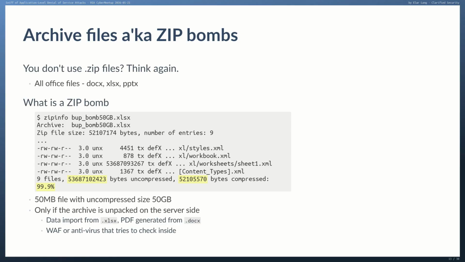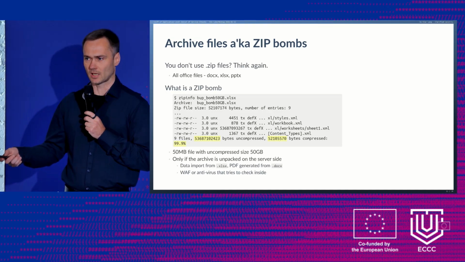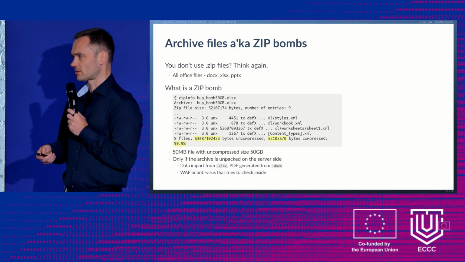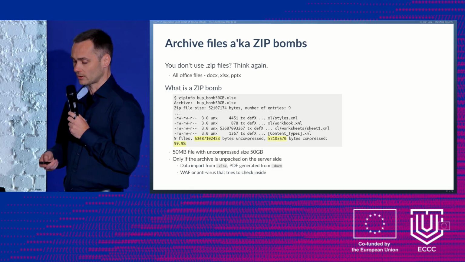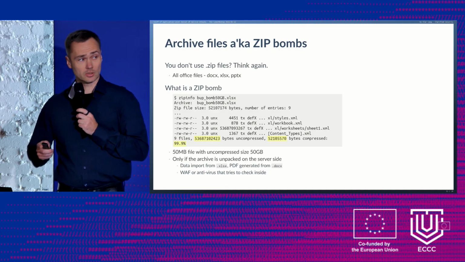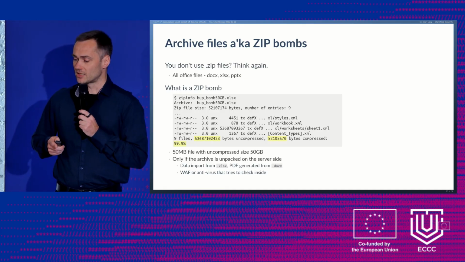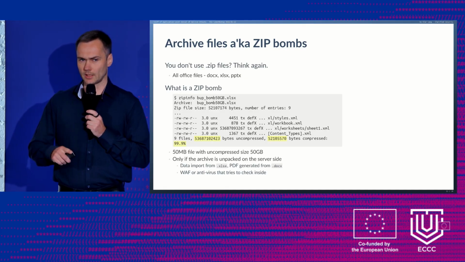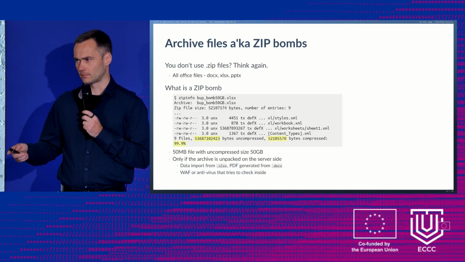Now, a zip bomb is an archive file that has a huge uncompressed file size, at least compared to the archive file itself. The example here shows an Excel file, which is 50 megabytes, and I turned it into a zip bomb file, which means that its unpacked size or uncompressed size is 50 gigabytes. So if the server starts opening it, it will not handle it well. And important here is to point out that it is problematic to the application layer only if the server starts reading the file.